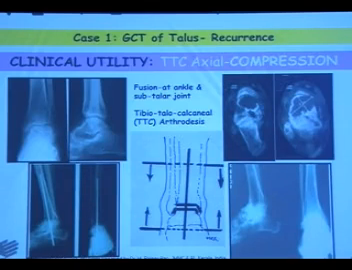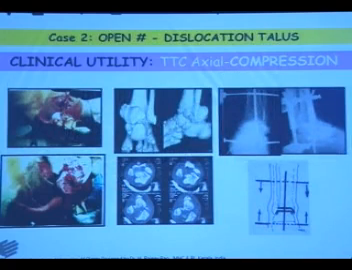Here is a case where it's a recurrence of the GCT. The talus has been eroded from the superior surface into the tibia, and the subtalar part has been involved. It was fused by putting a Steinmann pin through, after resection of the GCT of the talus and freshening up of the tibia and the calcaneum. We achieved a stable fusion, and the patient has had no recurrence for the last 11 years.